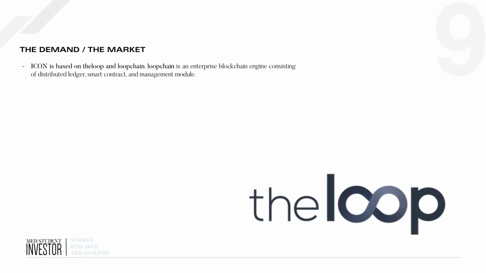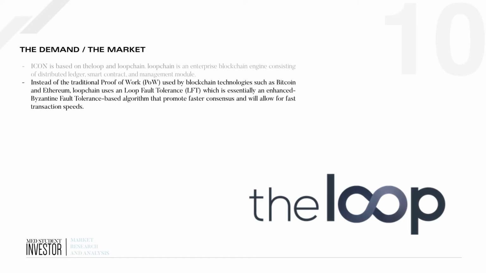ICON is based on the Loop and Loopchain. Loopchain is an enterprise blockchain engine consisting of distributed ledger, smart contract, and management module. Based on its own modular structure, Loopchain can be optimized for a variety of financial and non-financial services, including authentication, settlement, trading, and art. To be able to explain how ICON works, I have to first explain how Loopchain works.